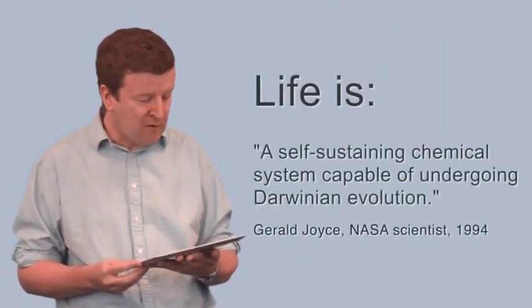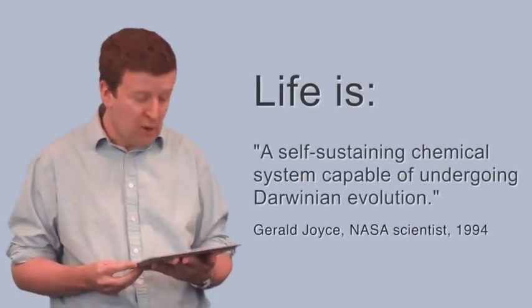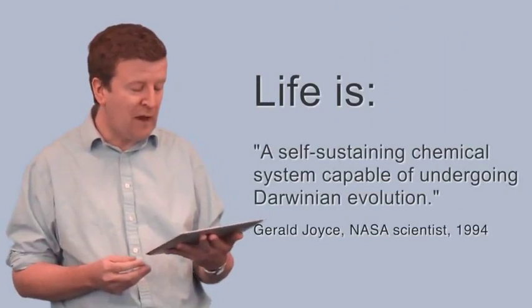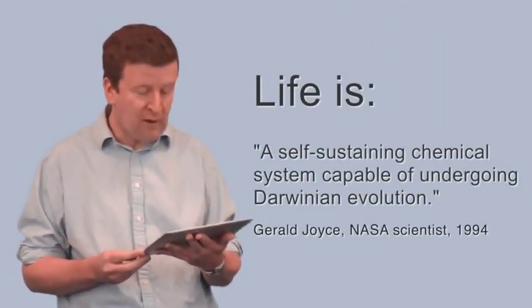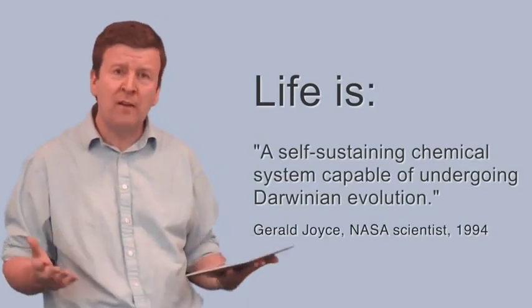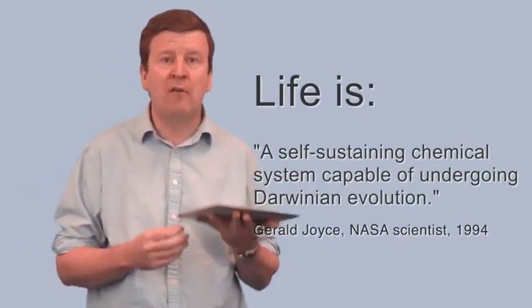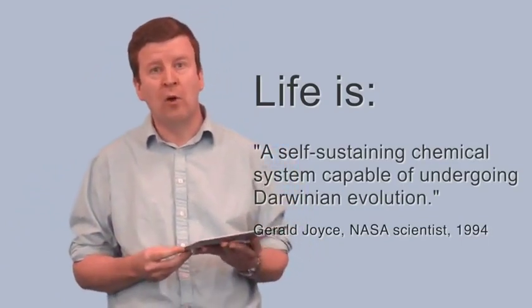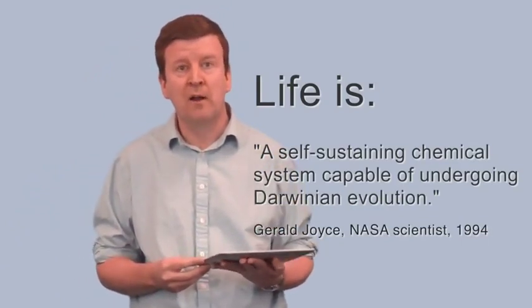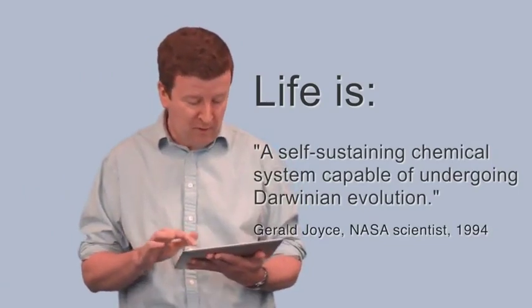Here is a definition by Gerald Joyce, a NASA scientist, who described life as a self-sustaining chemical system capable of undergoing Darwinian evolution. Just one example of a type of written definition, a simple definition of all life on the Earth that we might apply to life on other planetary bodies.